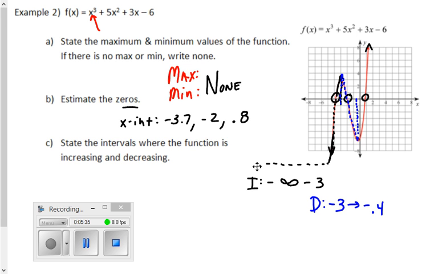Now we still have a little bit left, so we go from our -0.4 and the graph goes back on the increase. So I'm going to say that my increase is going to be from -0.4 to, well, it goes on forever in that direction, so it's going to hit the rest of the x values, all the way up until positive infinity.